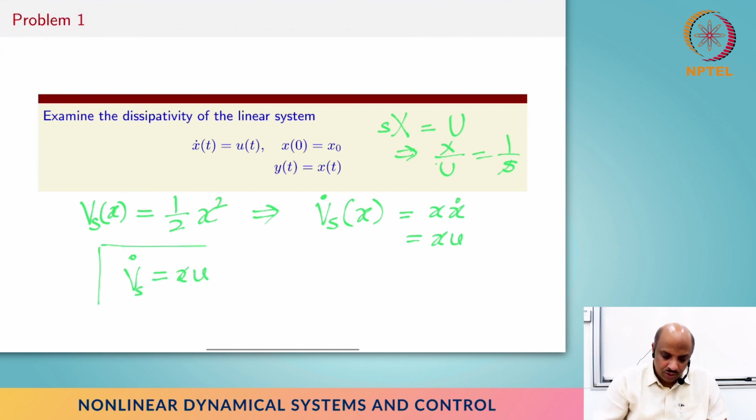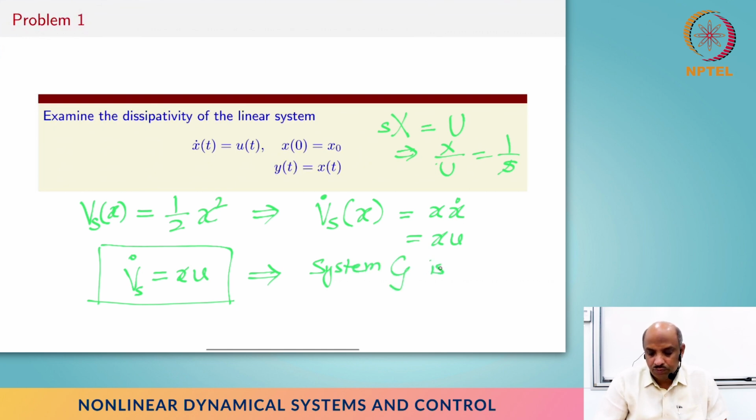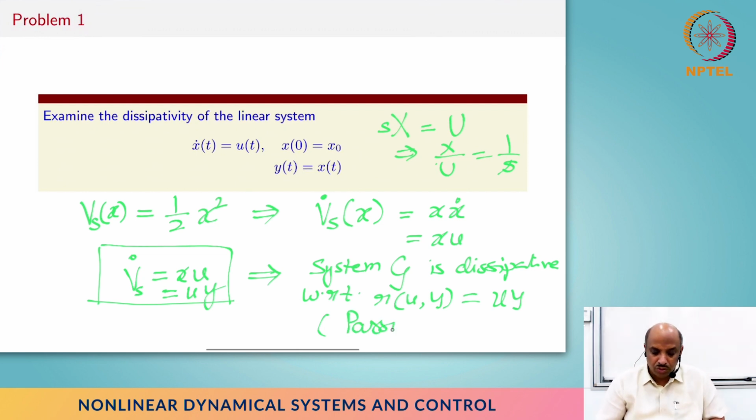the system G is dissipative with respect to the storage function and the supply rate R of u comma y given by uy, because x is indeed y, right? But of course, this is what we call passivity. So this system is passive, right? So that's a good thing to know.